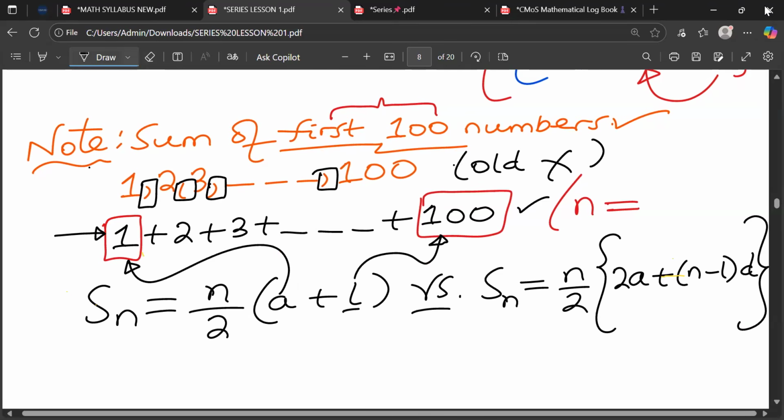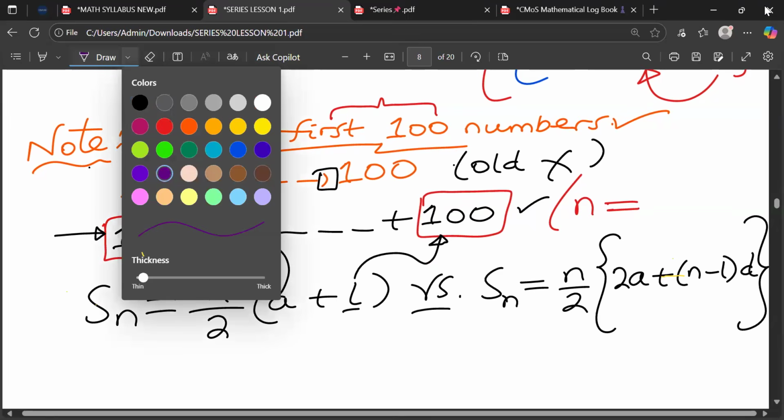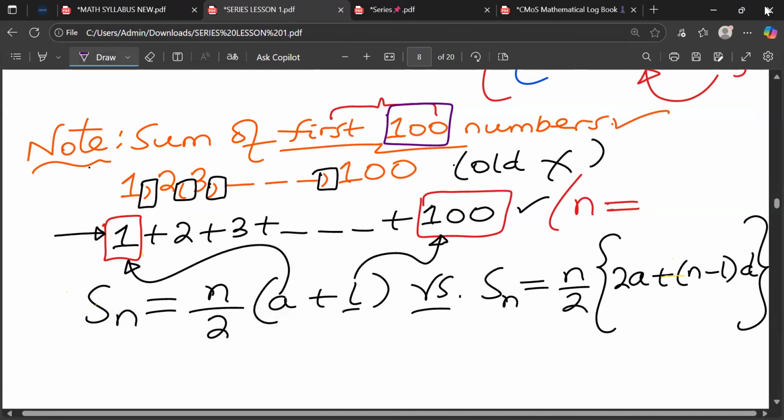So my question is about this n. The question said first 100 terms. This one is read as first n terms. So what is the value of n here? Is it 99? Is it 100? Is it 101? Only 2 people have said.